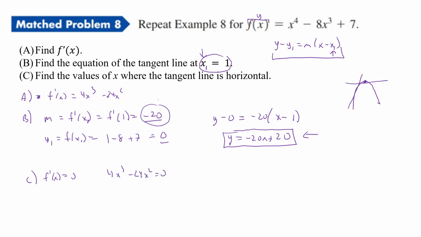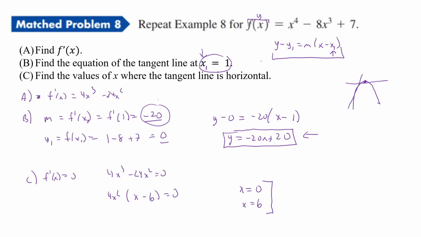All right, so what can I do here? I can pull out 4x squared, it looks like. If I do that, I have x minus 6, and that's equal to 0. Set both of these terms equal to 0. So here, x is equal to 0, because if I take this and set it equal to 0, that's 0. Set that equal to 0, x is equal to 6. And so those are the two values of x where the slope is going to be equal to 0.